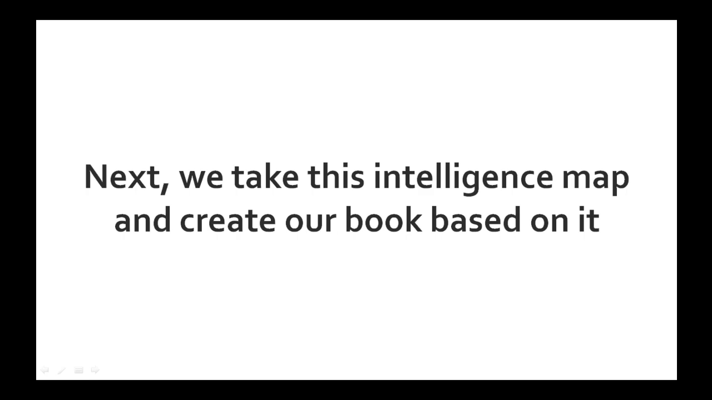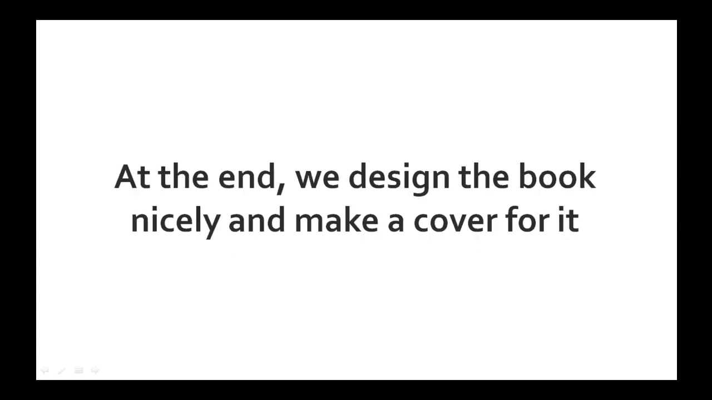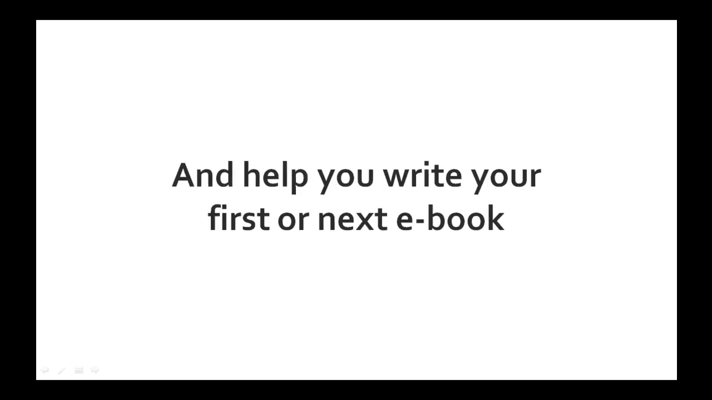Next, we take this intelligence map and create our book based on it. We simply describe each stage in detail and give detailed answers to all questions of each stage: why, what, how. At the end, we design the book nicely and make a cover for it. The main principle of creating a book: just take and do. I hope this information was useful for you and help you write your first or next ebook.